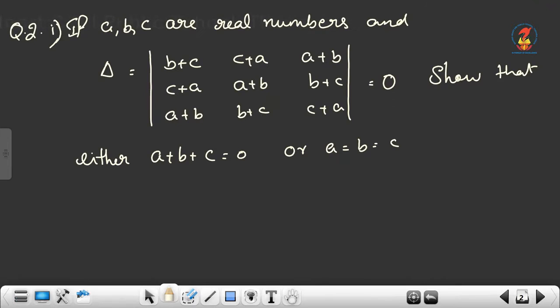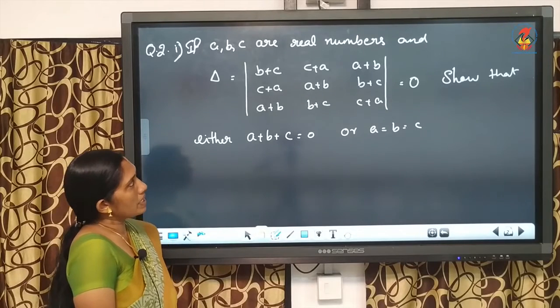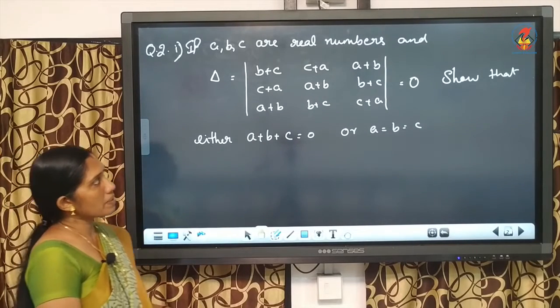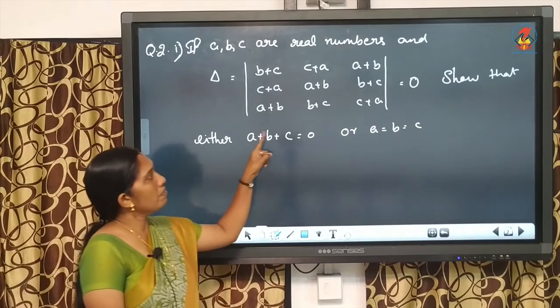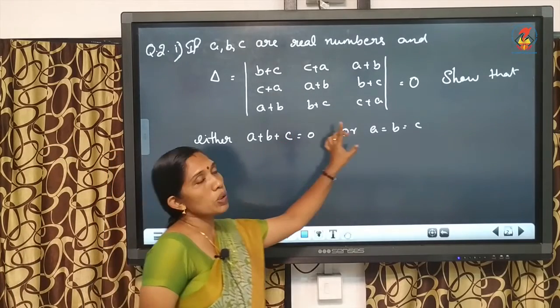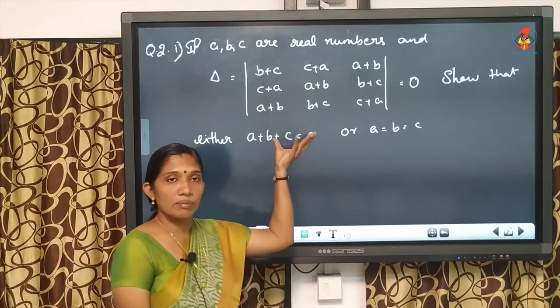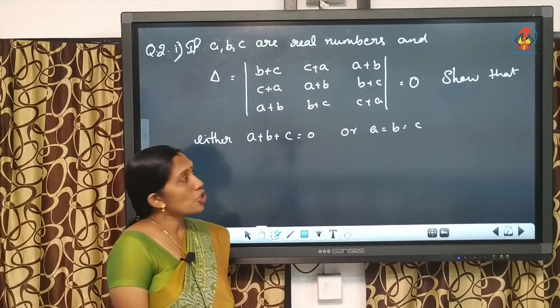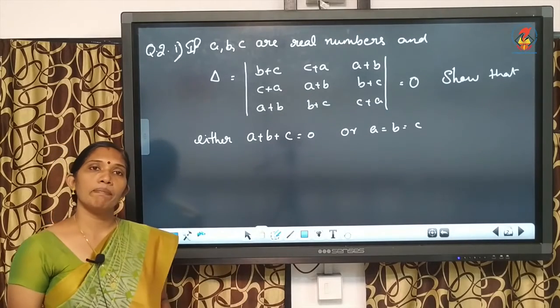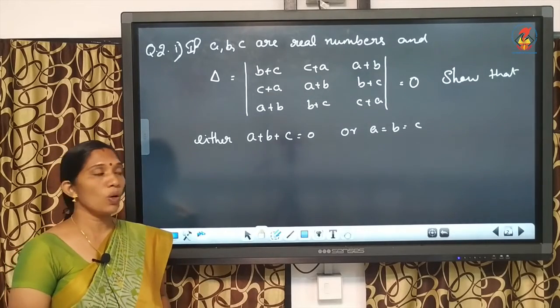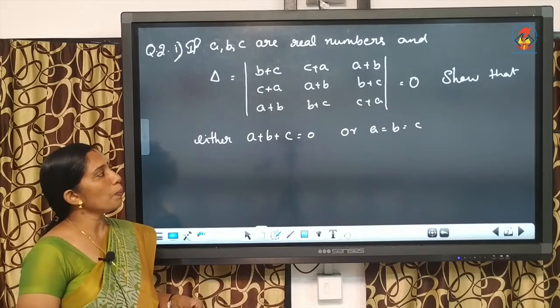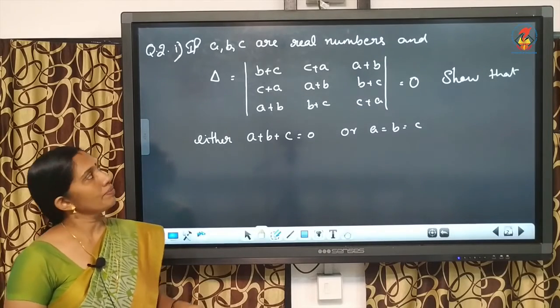Now look at the second question. If a, b, c are real numbers and delta, that is the determinant b plus c, c plus a, a plus b; c plus a, a plus b, b plus c; a plus b, b plus c, c plus a, is equal to 0, show that either a plus b plus c is equal to 0 or a equal to b equal to c.